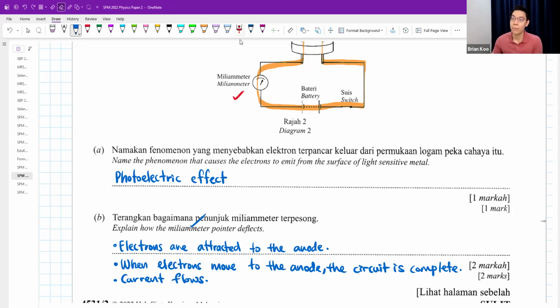Okay, I will combine these two as one point also can. So you get 1 mark here, and then the fact that the circuit is complete or the current flows, or you can write both, is 1 mark.